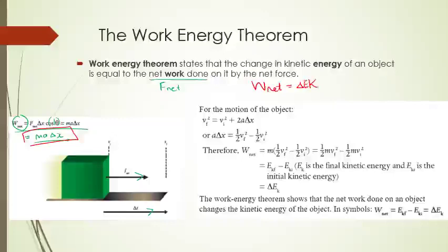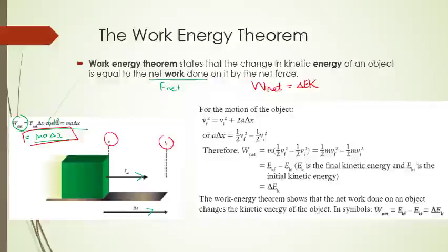There's our kinetic energy, right? Okay. How did they do that? Well, we're going to look at the motion of this object. If we look at this motion, we've got our initial velocity and a final velocity. We know that this object is going to move, and we know it's moving over a certain distance.